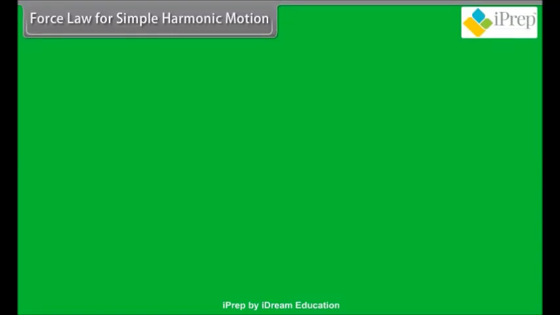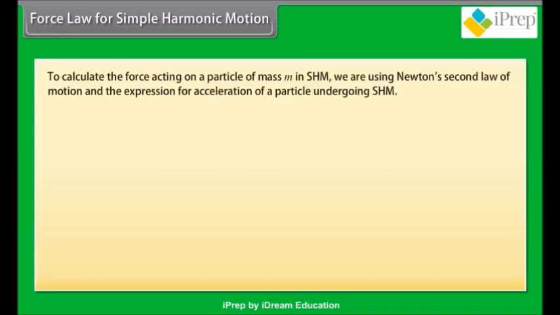Force law for simple harmonic motion. To calculate the force acting on a particle of mass m in simple harmonic motion, we are using Newton's second law of motion and the expression for acceleration of a particle undergoing simple harmonic motion. F(t) = ma. Putting value of a, we get F(t) = −mω²x(t). F(t) = −kx(t). Here, k = mω². ω = √(k/m).